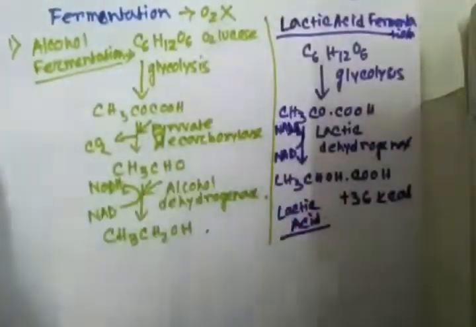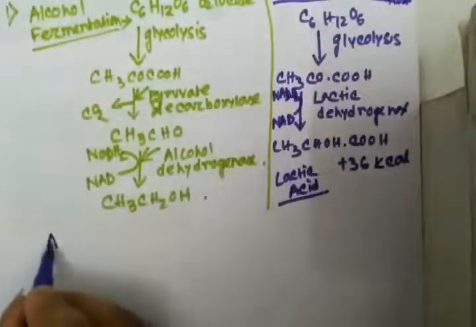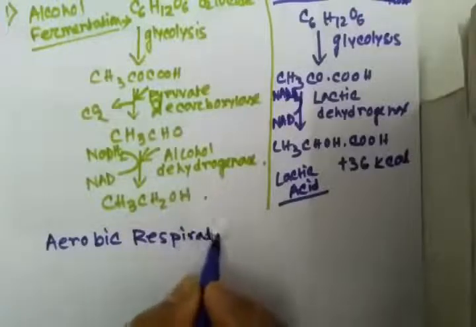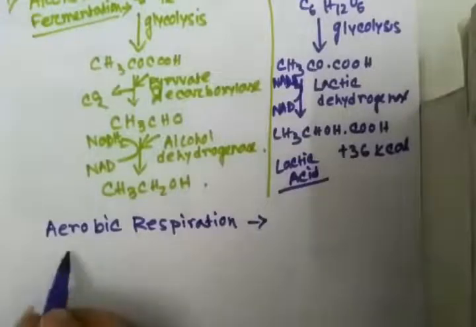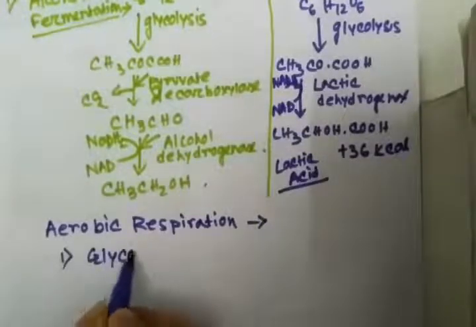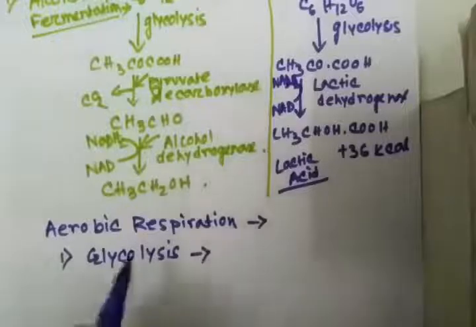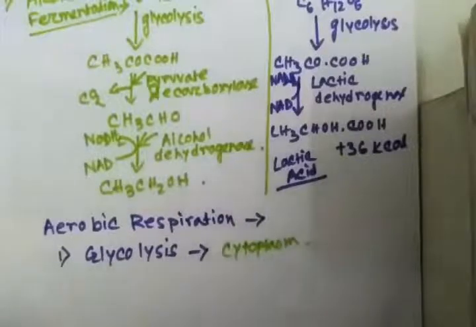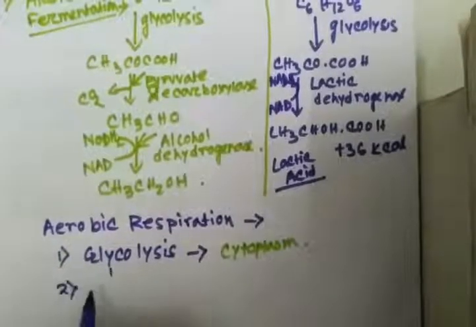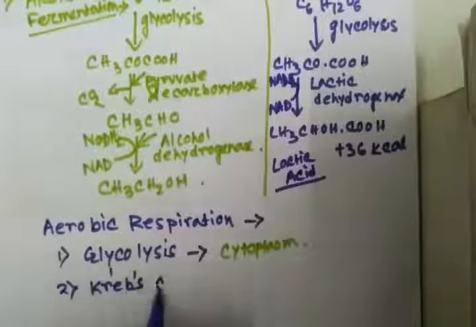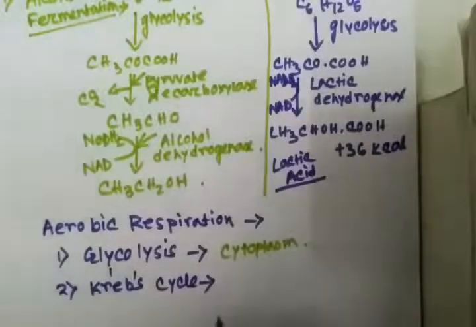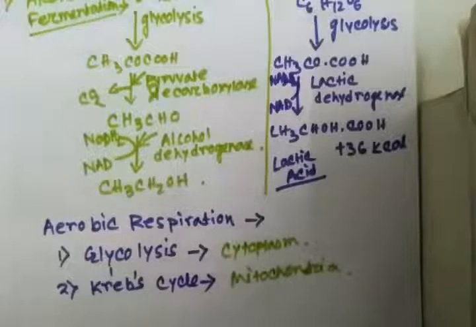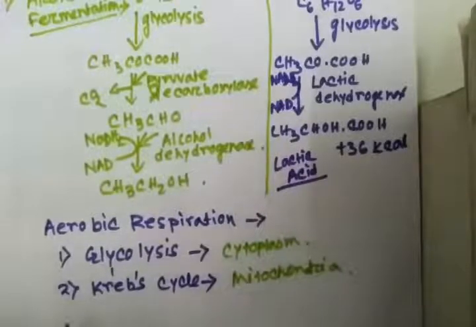Aerobic respiration occurs in 4 steps. The first step is known as glycolysis, which occurs in the cytoplasm. The next step is the Krebs cycle, and it occurs in the mitochondria. We all know that mitochondria give energy as they produce ATP.